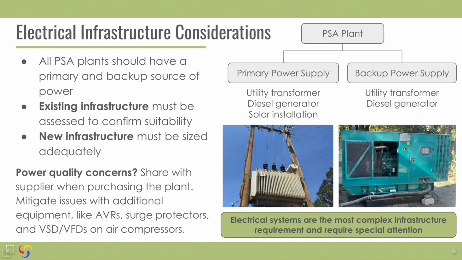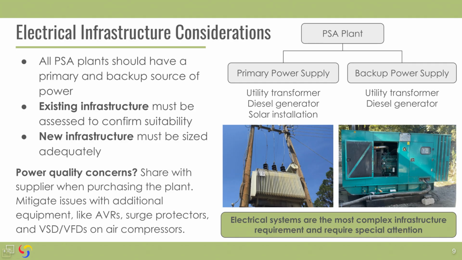The most common arrangement is a utility transformer as the primary power supply and a diesel generator as a backup power supply. However, solar or diesel generators may also serve as the primary power source. Electrical infrastructure to support a PSA plant may be existing or new. If the existing infrastructure is used, it must be assessed to ensure it has sufficient capacity.